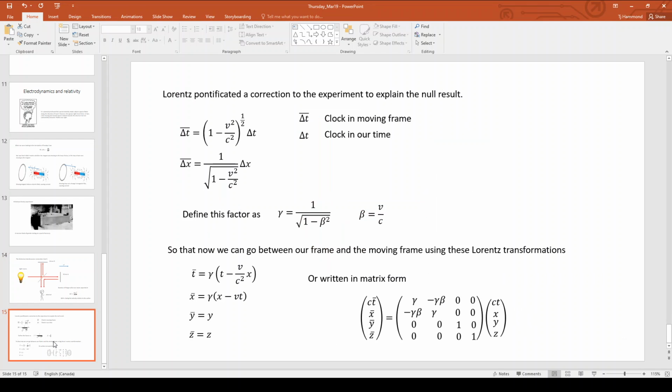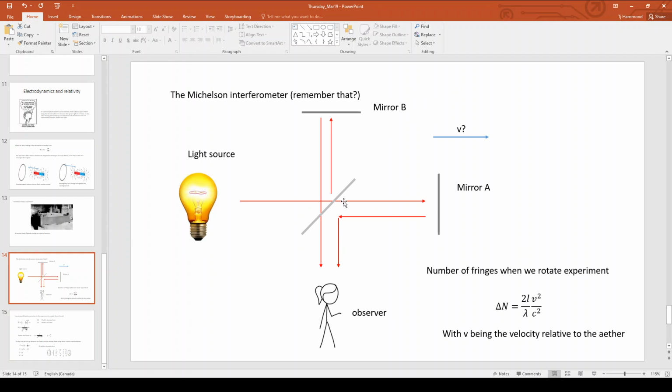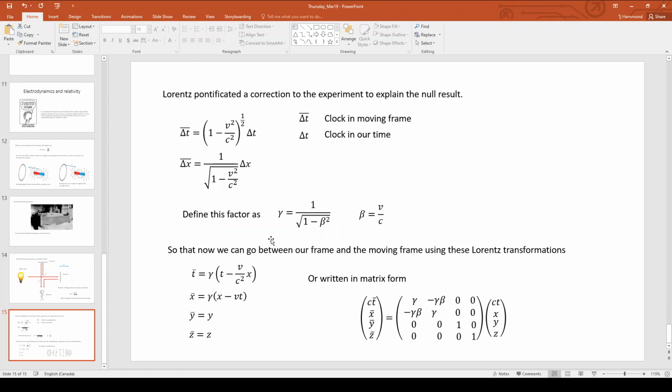And so, as part of this correction, Lorentz said, well, instead of this path taking the time that you think it does, and this path traveling the distance that you think it does, let's put in some correction factors to account for this null result.